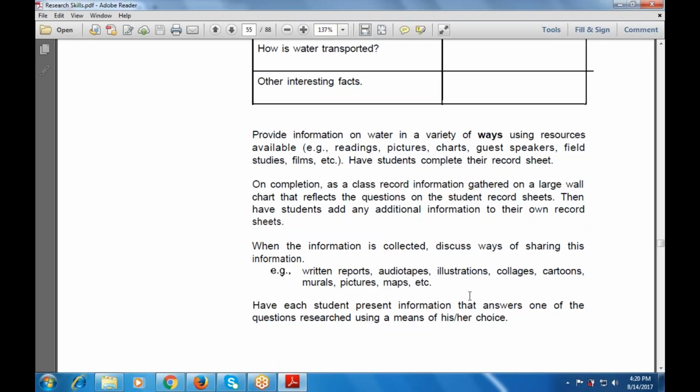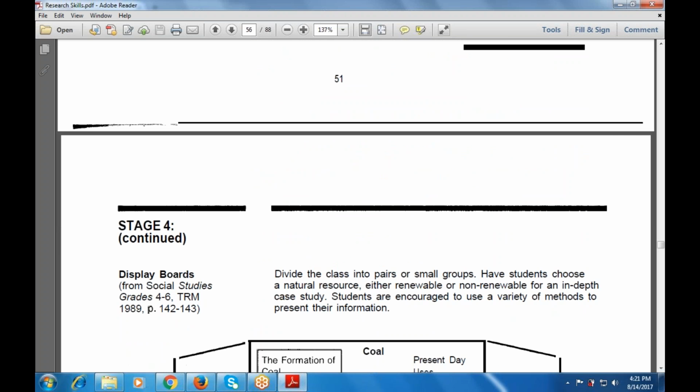That you collect the data. And have each student present information that answers one of the research questions using a means of his or her choice. So it is his or her choice that decides what information should be gathered and what information should be supplied.